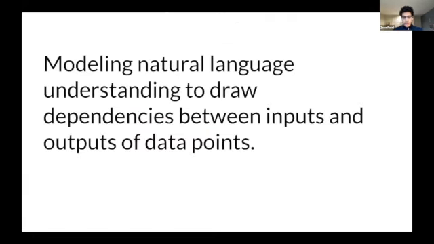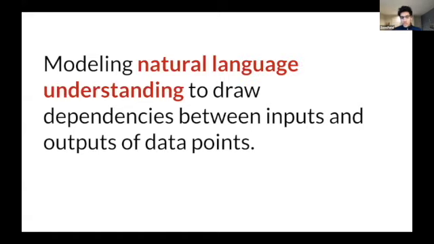So now that we've crossed off the first part, getting the model to actually understand what good looks like and provide you with summaries and scores, now we need to actually get the computer to understand what you're saying. In order to complete this, we use a process called self-attention. TLDR on self-attention is we're modeling natural language understanding to draw dependencies between the inputs and then the outputs of data. So what is natural language understanding?